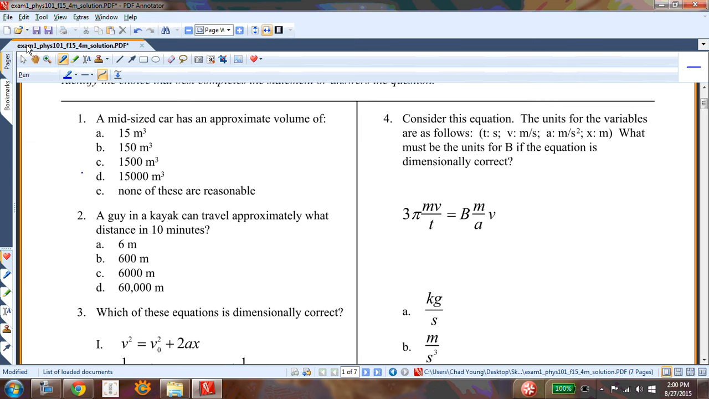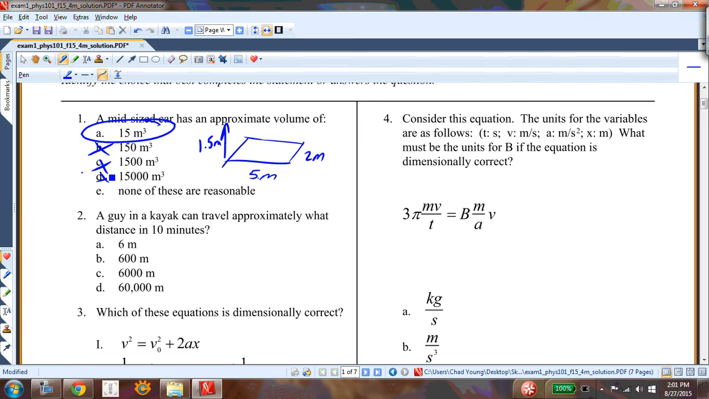Mid-sized car has an approximate volume of which of these? Well, a mid-sized car is approximately 5 meters long, about 15 feet long, rather. It's about 2 meters wide, and then if you think about how tall it is, it goes up to maybe almost 2 meters, let's say 1.5 meters. So it's going to be 2 times 5 times 1.5, so 15 cubic meters. It's definitely not any of these others. Those would be very large cars.